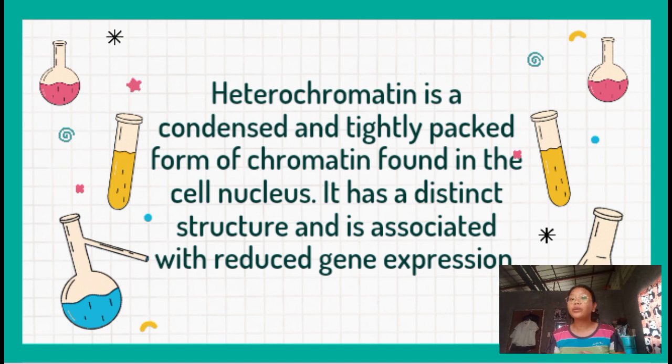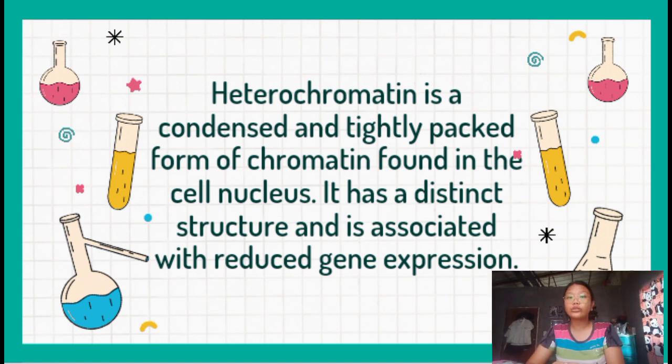And the third one will be late replication. Heterochromatin is typically replicated later in the cell cycle compared to euchromatin. Position in nucleus. Heterochromatin is often located near the nuclear periphery, and it can form distinct regions known as heterochromatin domains.